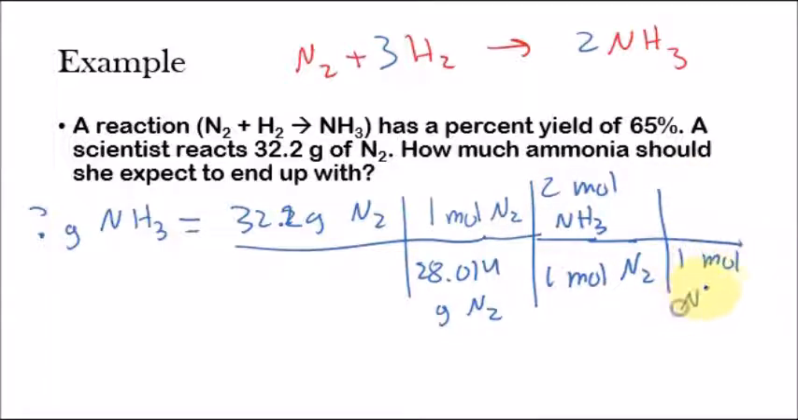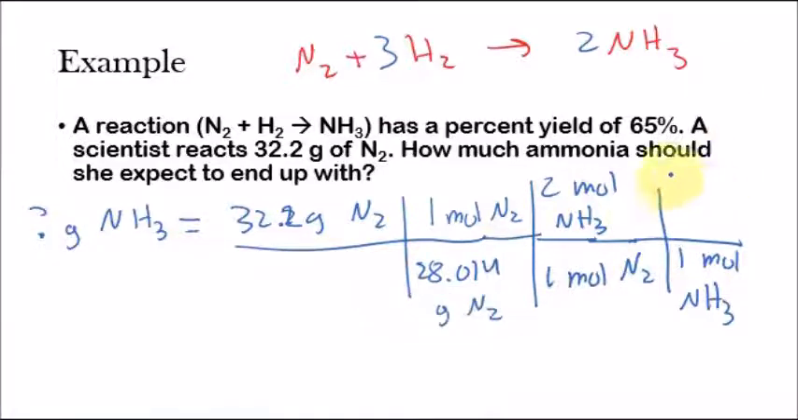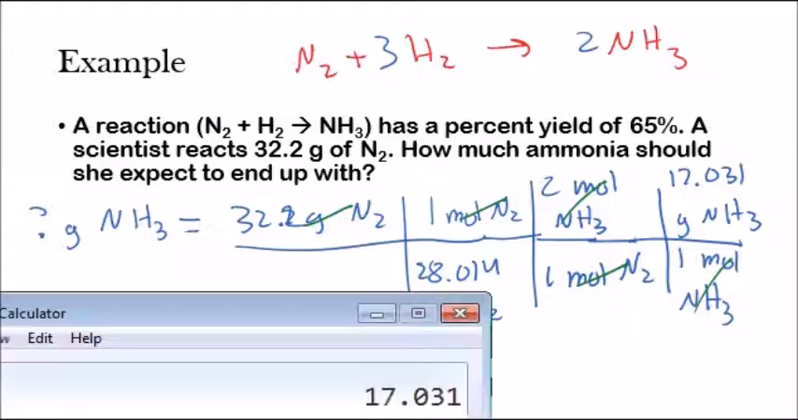So 1 mole of NH3, nitrogen has an average atomic mass of 14.007. I'm going to have to add that to hydrogen's atomic mass multiplied by 3, since there's 3 hydrogens, and we'll get 17.031. So 17.031 grams of NH3. Okay, so from here, grams of N2 cancels out with grams of N2, moles of N2 cancels out with moles of N2, moles of NH3 cancels out with moles of NH3, and we're left with grams of NH3. Excellent.